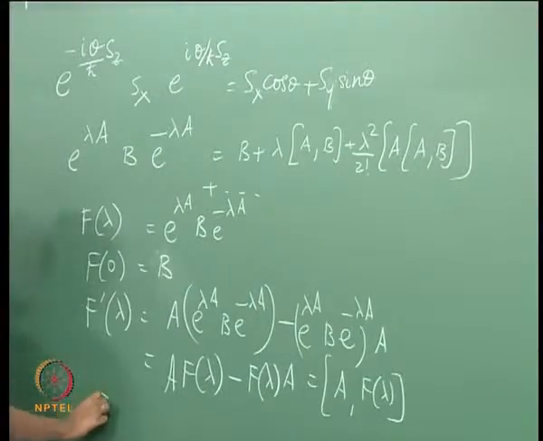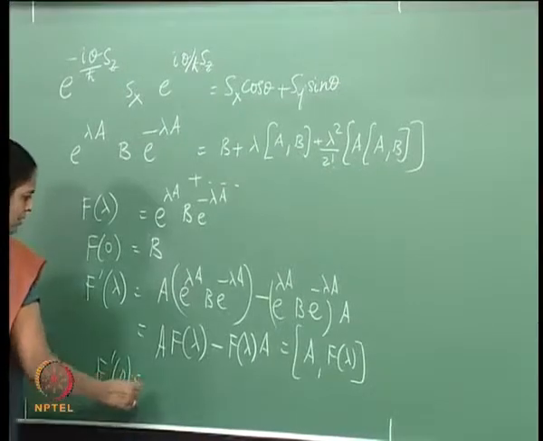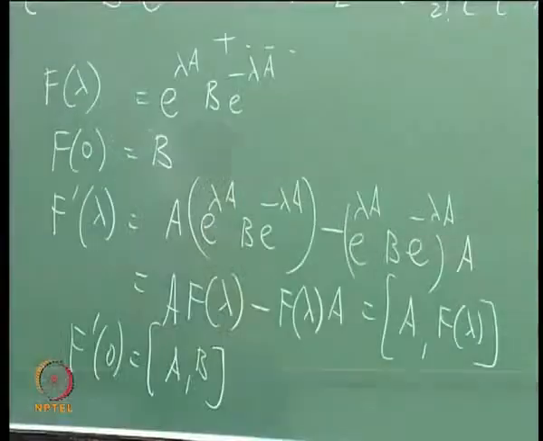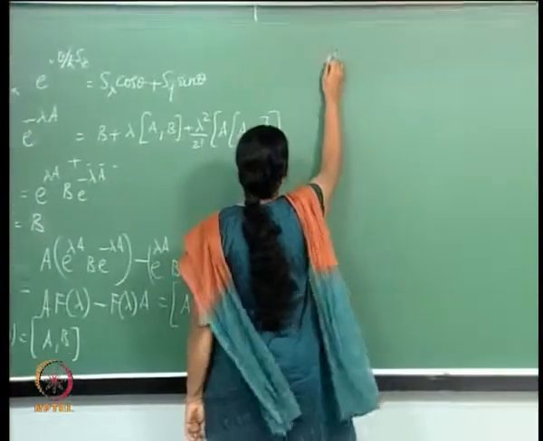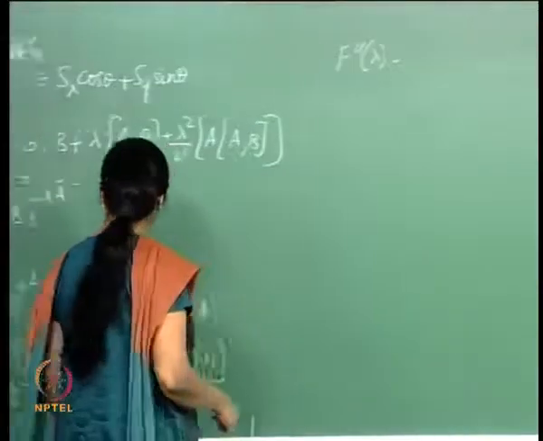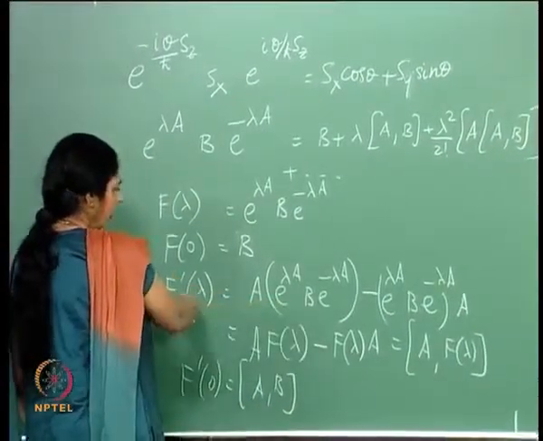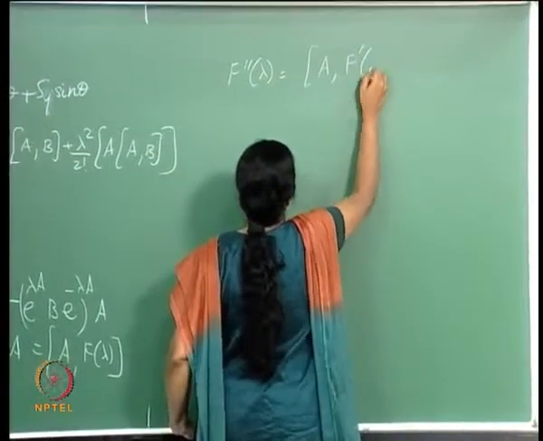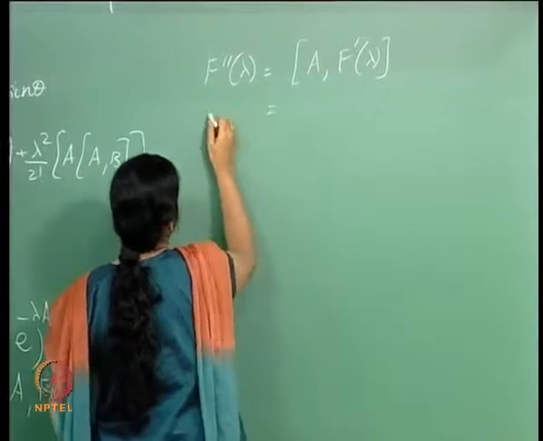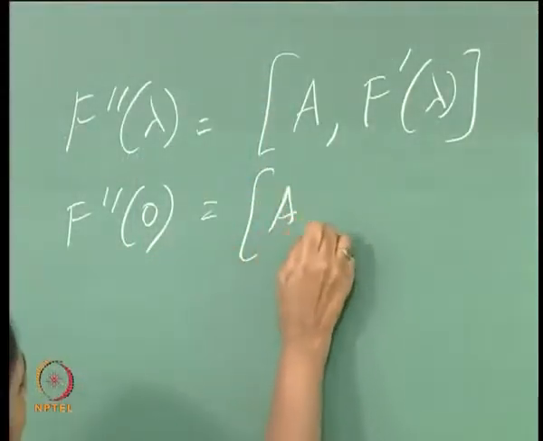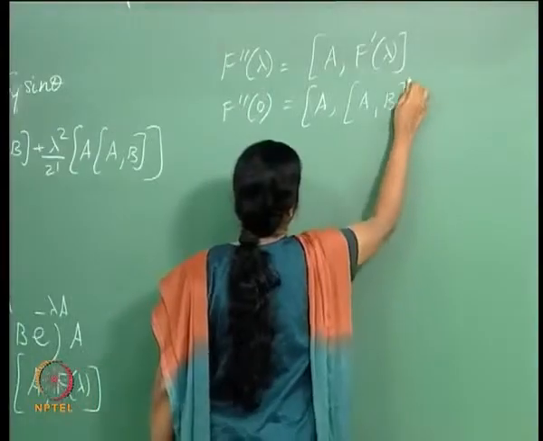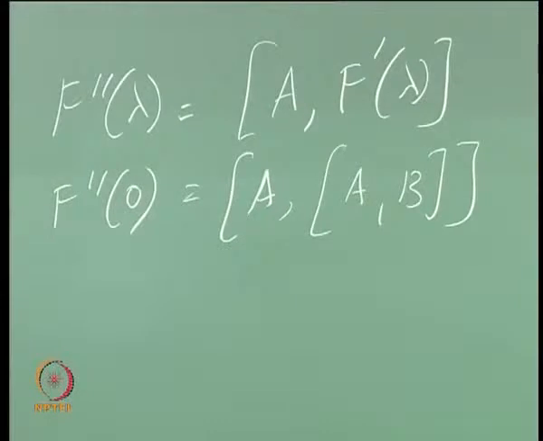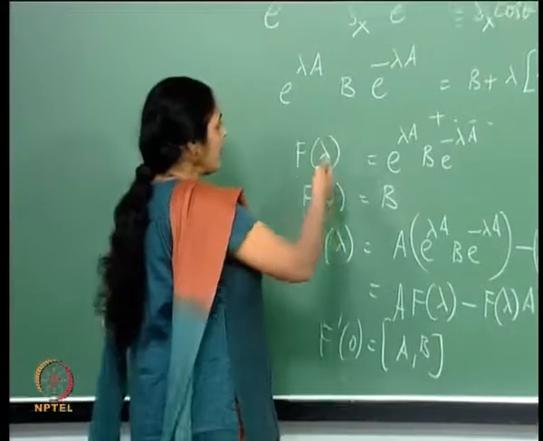It is clear that f prime of 0 is simply the commutator of a with b, because f of 0 is b. Similarly, I can find out f double prime of lambda. Clearly from here, if f prime of lambda is the commutator of a with f of lambda, f double prime of lambda is the commutator of a with f prime of lambda. And that is the same as, so f double prime of 0 is the commutator of a with the commutator of a with b, and so on. So, I can do the higher derivatives of f, and this is what I get for every term. Now, f of lambda is of this structure.